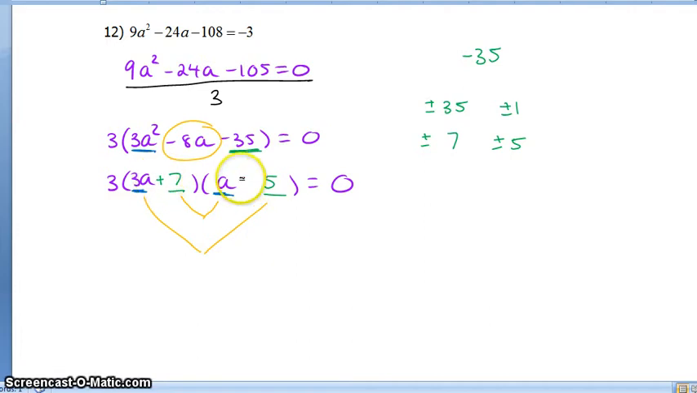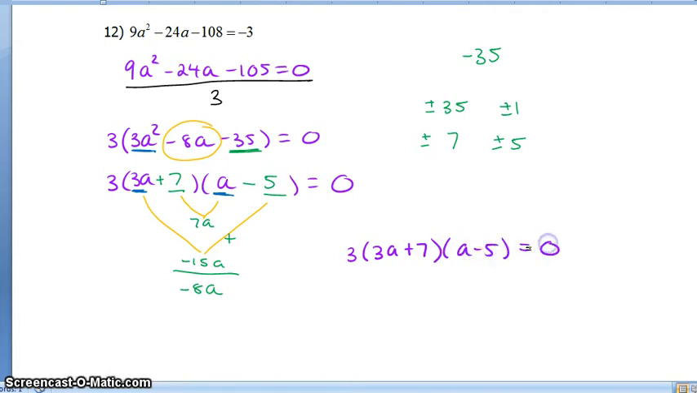Instead of having negative here and a positive here, let me change the signs. So let's try having positive 7 and negative 5. So now when I multiply 7 times a, I get 7a. And when I multiply 3a times negative 5, I get negative 15a. When I add these two things together, it's going to give me negative 8a, which is exactly what I wanted to add up to. So my final answer is going to be 3 times 3a plus 7 times a minus 5 is equal to 0.